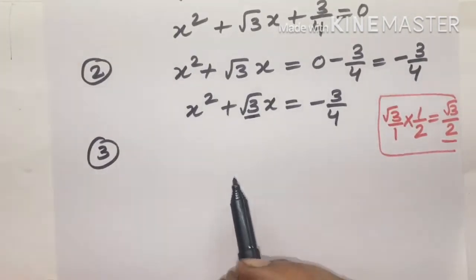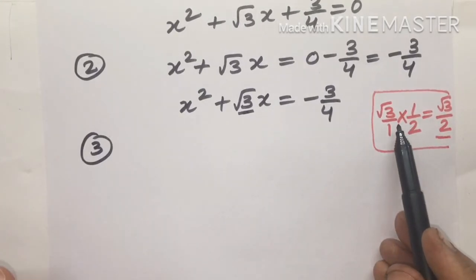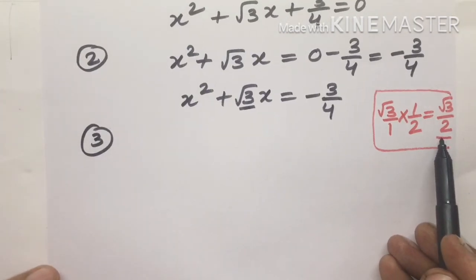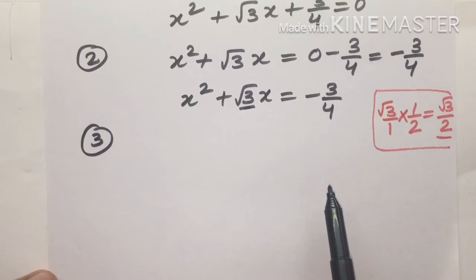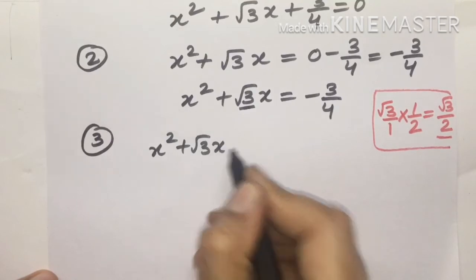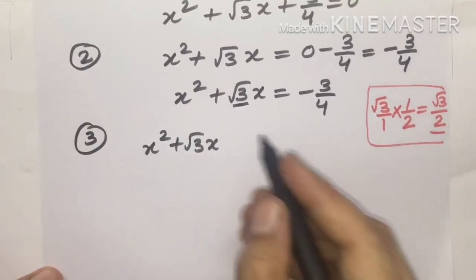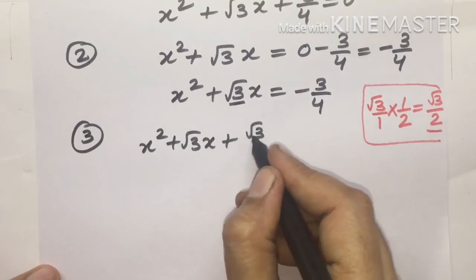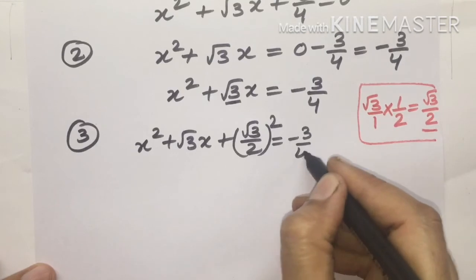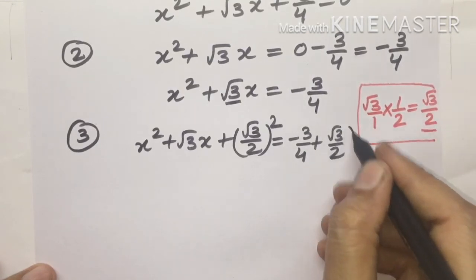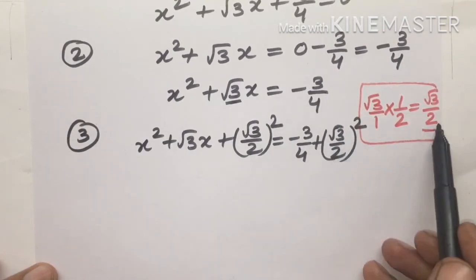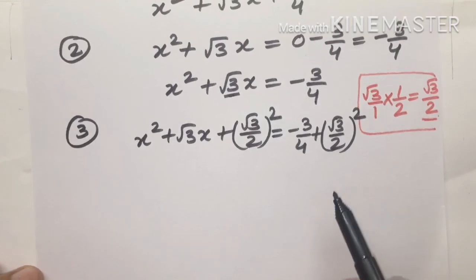So after taking half of that number, whatever number we got, we will take the square of that number and add it on both sides, left side also, right side also. So x square plus root 3x, and we have to add the square of this number, so plus root 3 upon 2 squared. And remember on the right side also, root 3 upon 2 squared. So on both sides, add the square of that number, remember it.